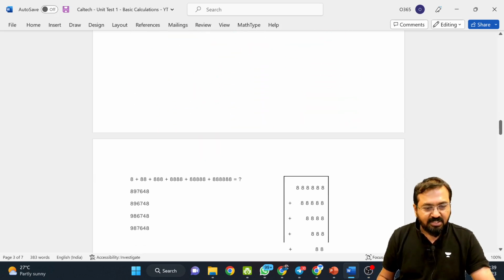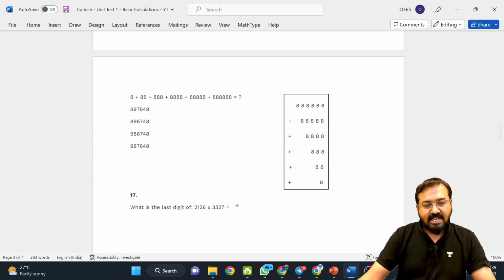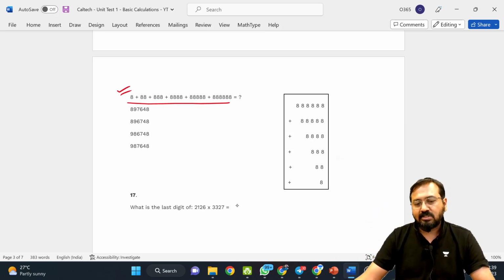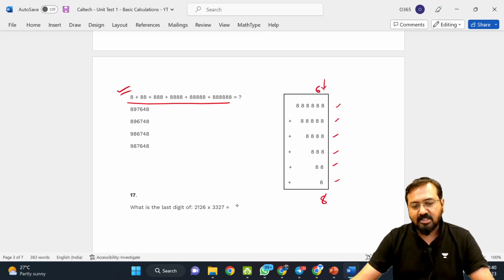Guys, question 16. Now, this is a slightly tricky question, a big addition. So how to add such numbers in case you ever come across such a situation. Just check how many numbers are there: 1, 2, 3, 4, 5 and 6. So can I say the first column addition will be 8 sixes are 48. So 8 over here, 6 is my carry. Now second column addition will be 8 fives are 40 plus 6, 46. Now 4 will be my carry.